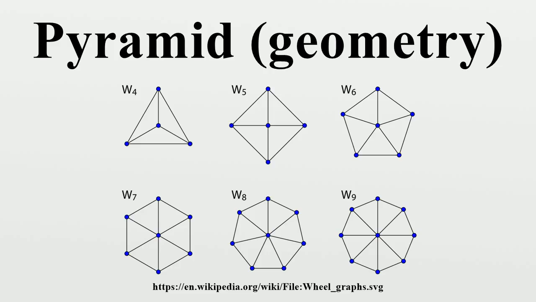Surface area. The surface area of a pyramid is given by a formula where B is the base area, P is the base perimeter and L is the slant height, where H is the pyramid altitude and R is the radius of the base.